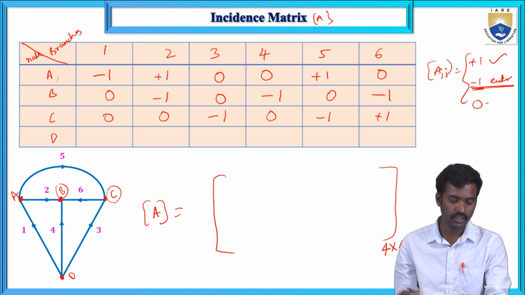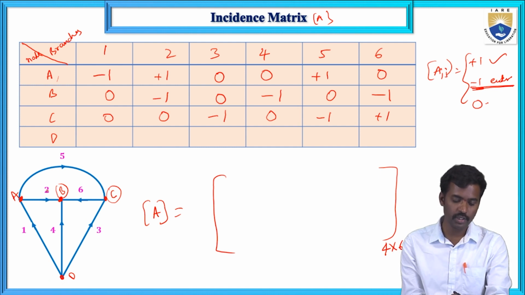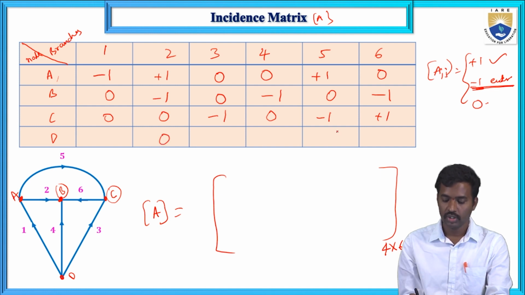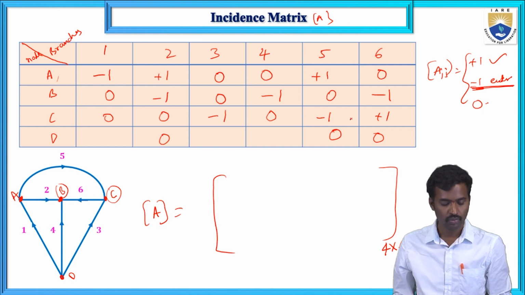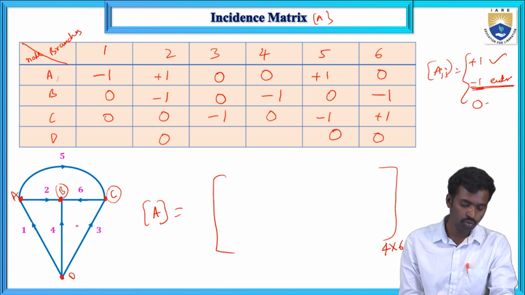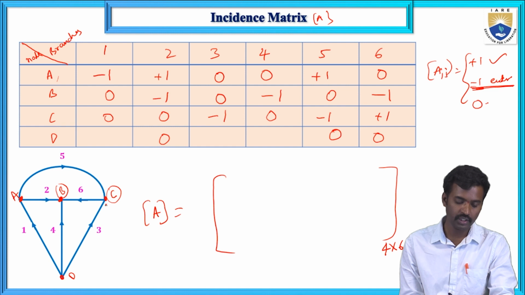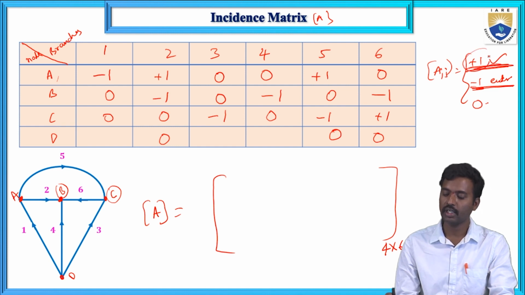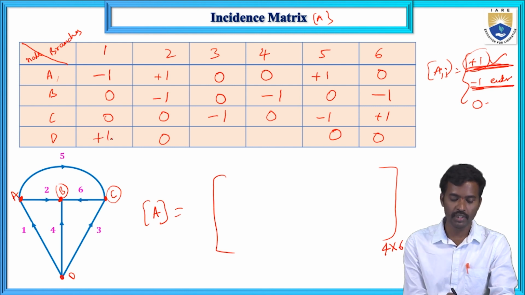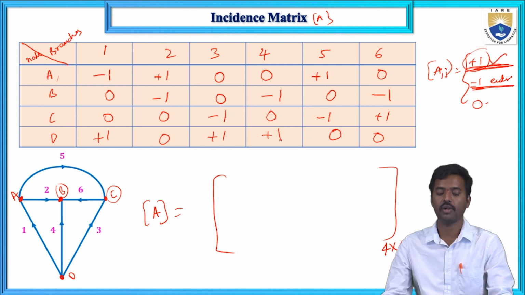Next case, for the D branch, the not associated elements are 2, 6 and 5. Their values are 0: 2 is 0, 6 is 0 and 5 is 0. Now 1, 4, 3: 1 is leaving away from the node, 4 is leaving away from the node and 3 is leaving away from the node. Leaving away from the node means +1. So 1 is +1, 3 is +1 and 4 is +1.